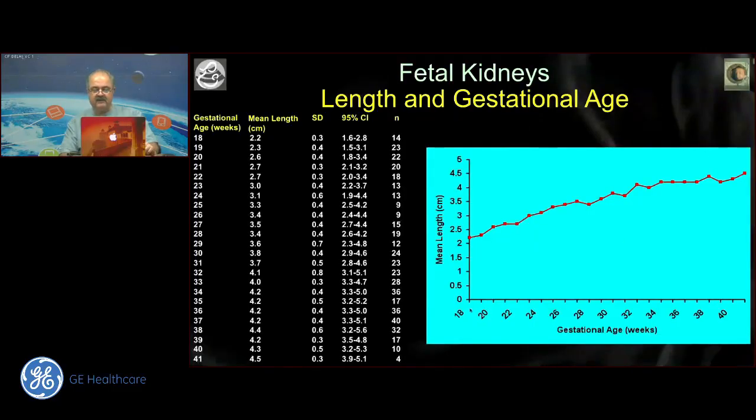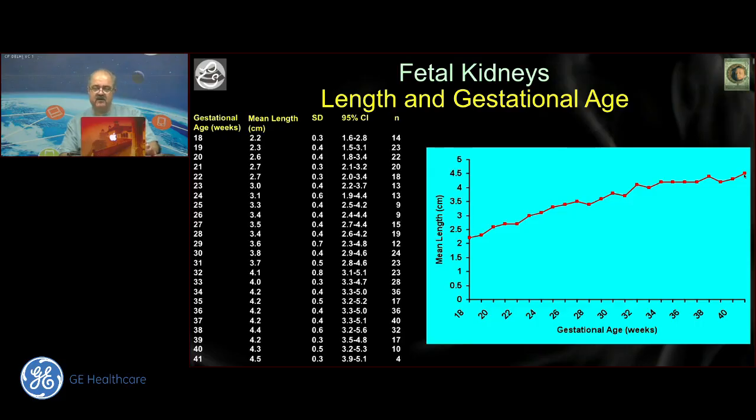And at about the time of the anomaly scan, you would find kidneys that are almost equal to the number of weeks of gestation, somewhere about 2 centimeters or so, 20 millimeters. By the time you reach your growth scan at 30 millimeters, you would find most kidneys between 30 and 35 millimeters. And at term, which is about 40 weeks or so, you will find kidneys that are about 40 to 45 millimeters long. Remember that just giving one measurement does not make logical sense.